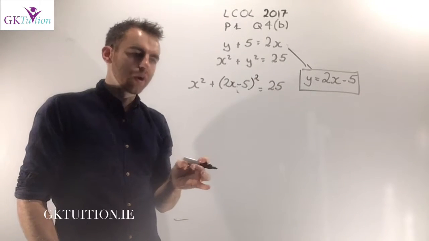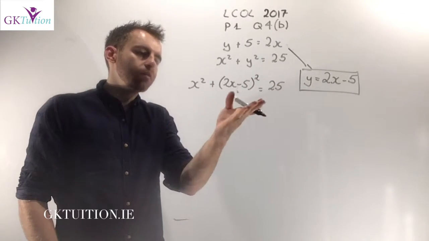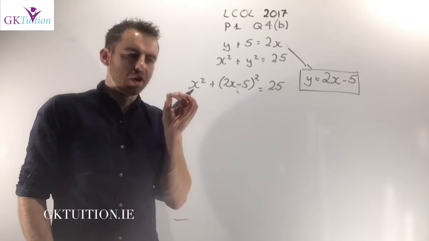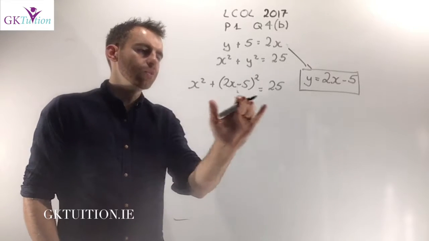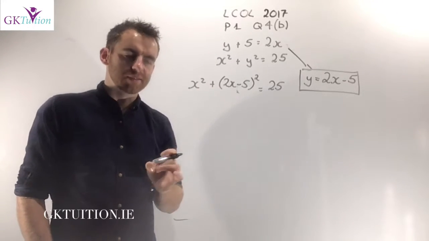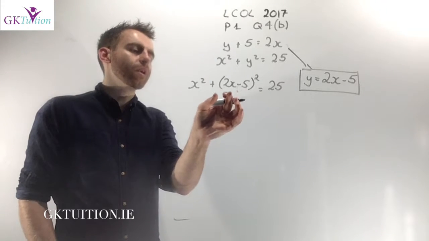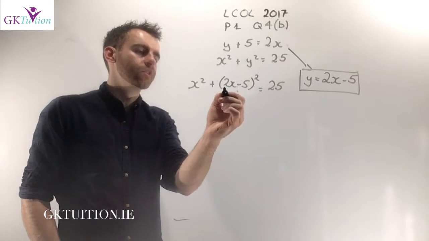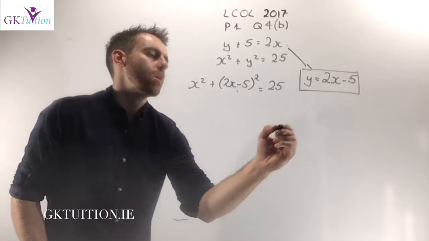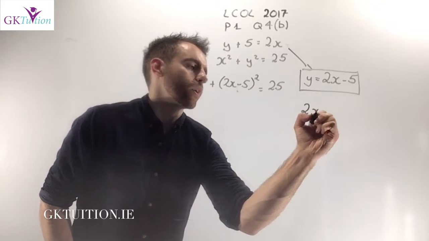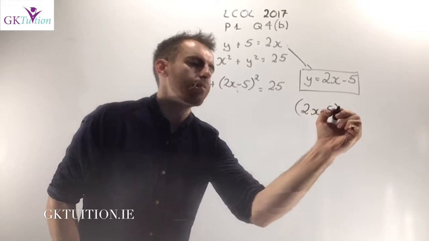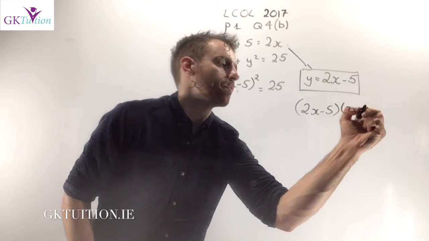Now this is progress, because now all of a sudden I've got one equation and I've got only one unknown. So I can use this equation to find the values of x. Obviously it's a bit trickier here because it's 2x minus 5 squared, which means we should do this out in our rough work. It's 2x minus 5 multiplied by 2x minus 5.